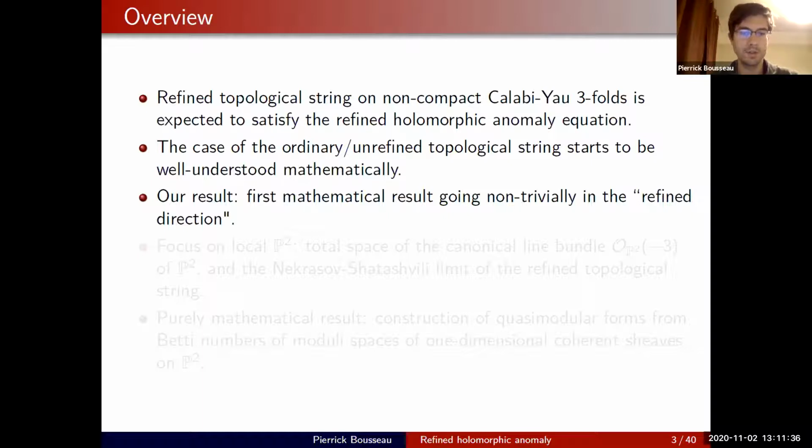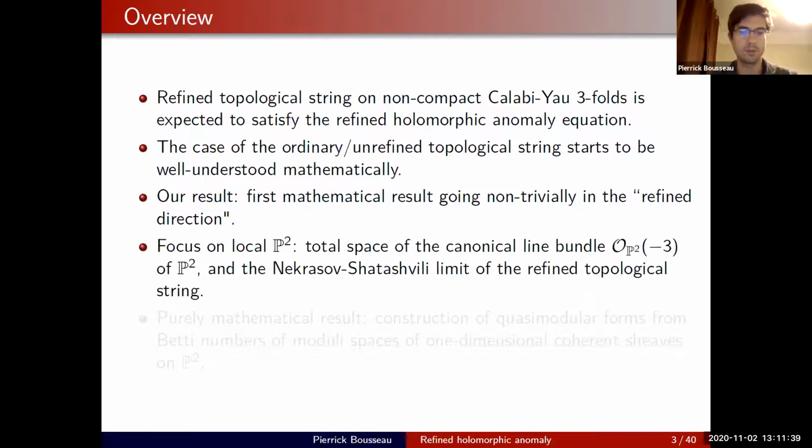More precisely, we'll focus on one very specific example, the example of local P2, a non-compact Calabi-Yau threefold, which is the total space of the canonical line bundle O(-3) over the projective plane. And we'll focus on only one part of the refined topological string, the Nekrasov-Shatashvili limit. As I will explain, this limit is really going in the refined direction. It's somehow opposite to the unrefined direction, and it is this aspect which should be relatively new.